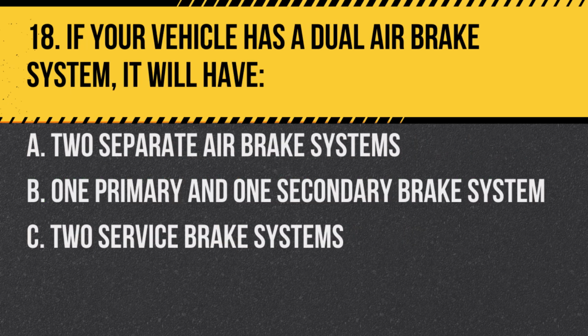Question 18. If your vehicle has a dual air brake system, it will have: A. 2 separate air brake systems. B. 1 primary and 1 secondary brake system. C. 2 service brake systems. Answer: B. 1 primary and 1 secondary brake system. This ensures redundancy and safety.